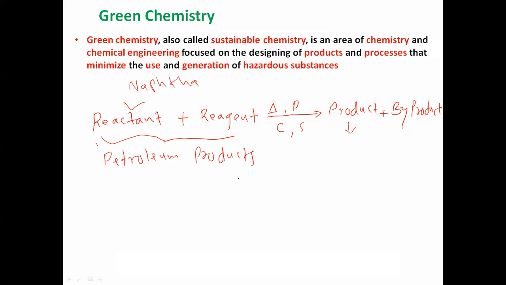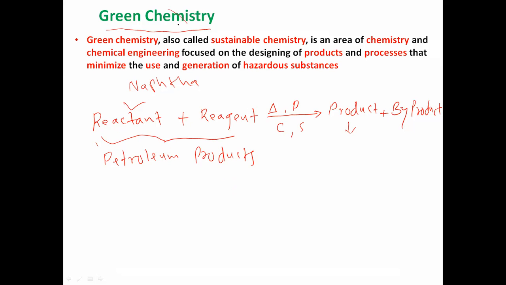Another thing is they are depleting in nature. Depleting in nature means one day they will be finished. We have a limited amount of petroleum oil and consequently petroleum products. So these are two drawbacks. They are hazardous, creating pollution. Another thing is they are depleting in nature, so one day they will be exhausted. But we need products for our daily life. So we should have a proper option, and that is suggested by green chemistry. You understand? So here green chemistry comes into the picture.